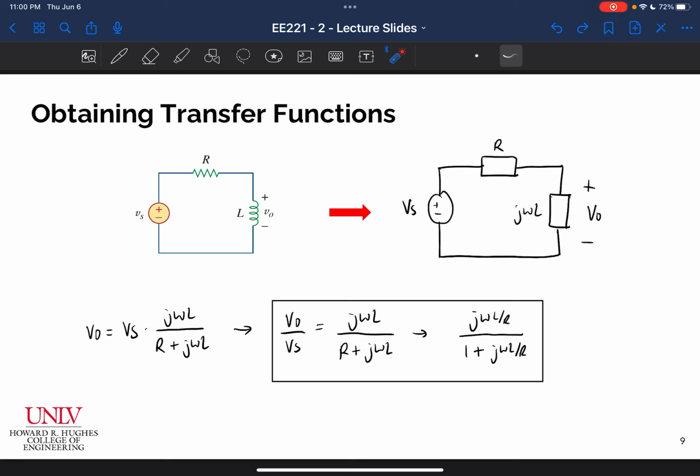I'm going to go ahead and end this video here, and in the next video, we're going to move into frequency response. So we're done with the section on transfer functions, okay? So let's go ahead and move on.